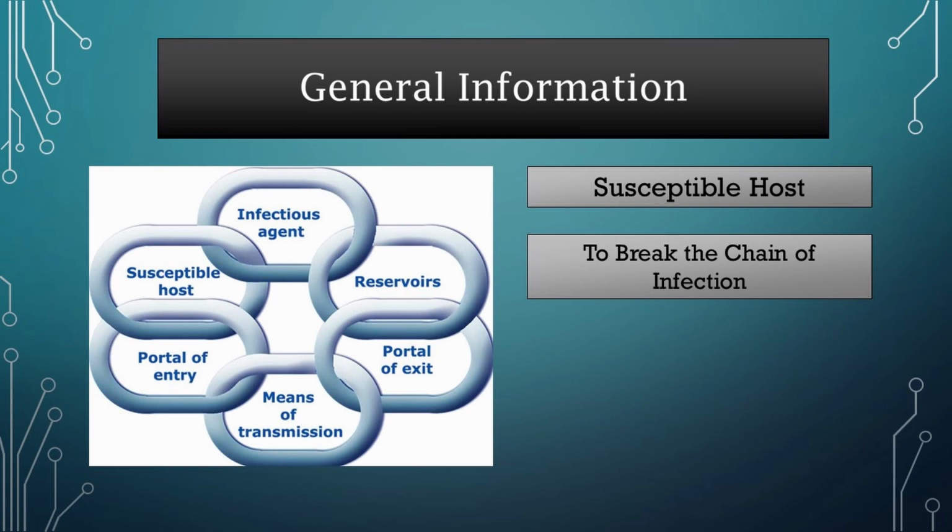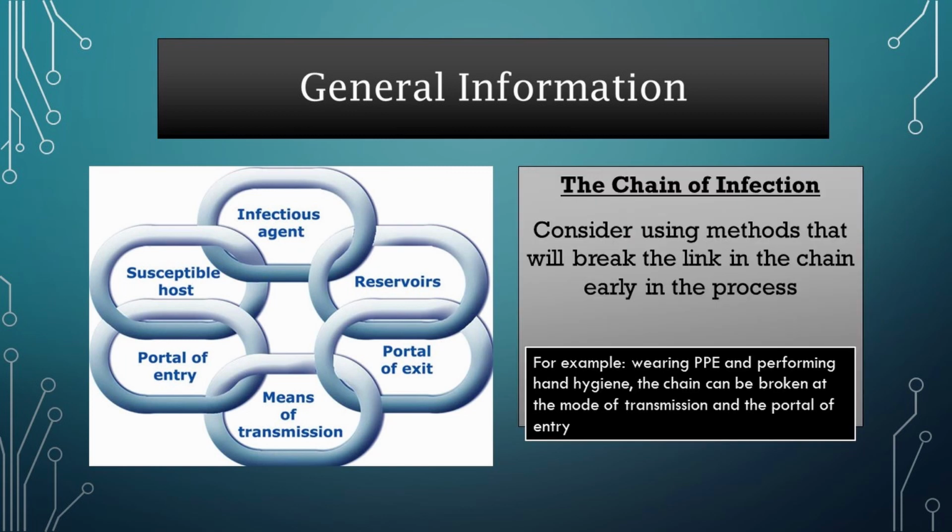In the chain of infection, a susceptible host refers to a person who does not have the ability to fight off invading pathogens. To break the chain of infection at this point would require the potential host to have immunity to the pathogen in question. In certain situations, immunity to a pathogen can be acquired naturally as a response to past infection, or it can be artificially acquired by vaccination.